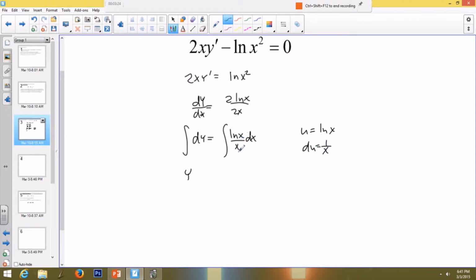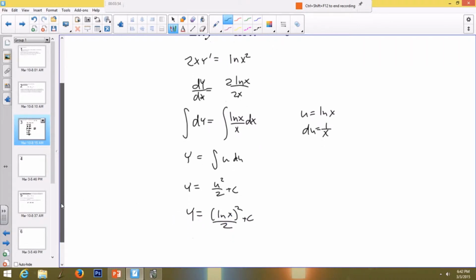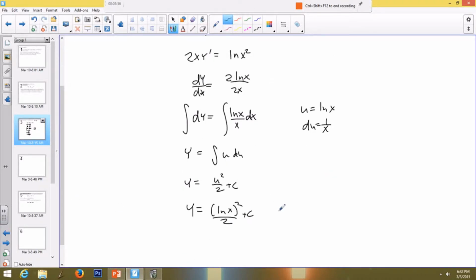So hey, check it out. I've got 1 over x here. So let's say that this is going to be the integral of, well, it's going to be just u du. So I can say y equals, let's see, u squared all over 2 plus some constant c. And then plug back in, we'll say y equals the quantity ln of x squared all over 2 plus some constant c. Now, this is the general solution.